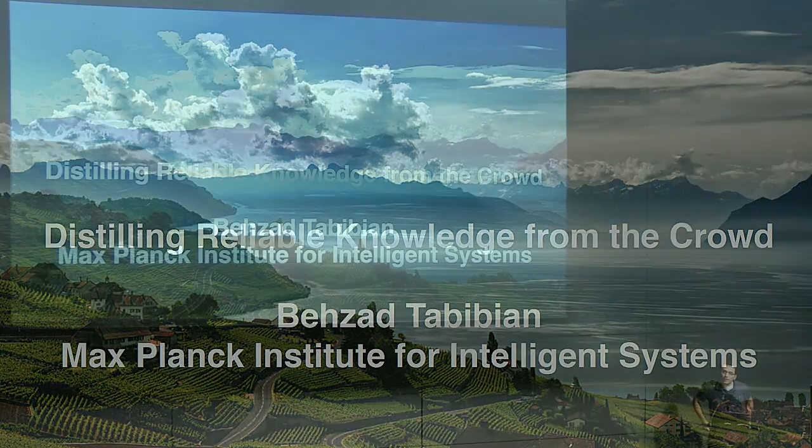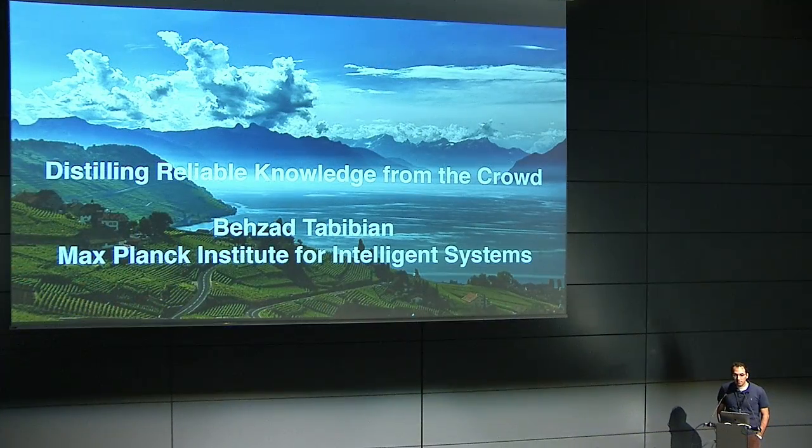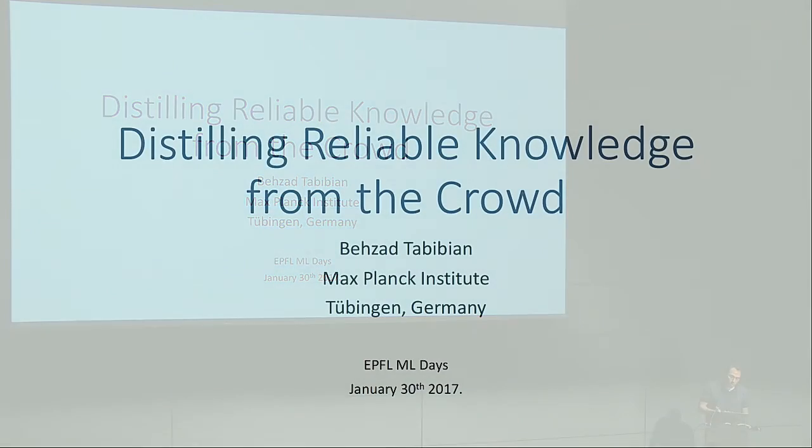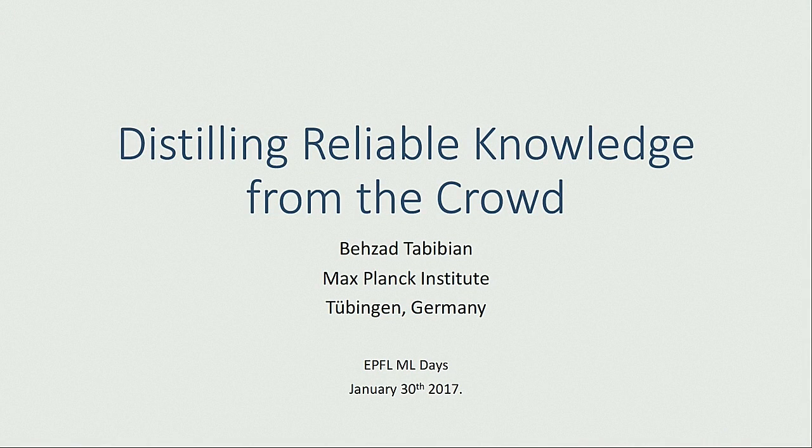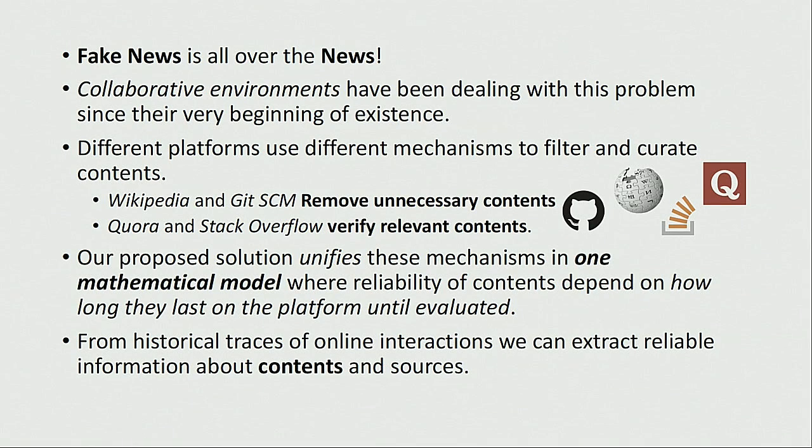Hello, everybody. I'm talking about a project that actually was talked about during the panel earlier today. Basically, the question that we are asking is how is it that online platforms such as Wikipedia, GitHub, or Stack Overflow are able to collect reliable knowledge while we know that there is all this discussion of fake news and trolls on the web.